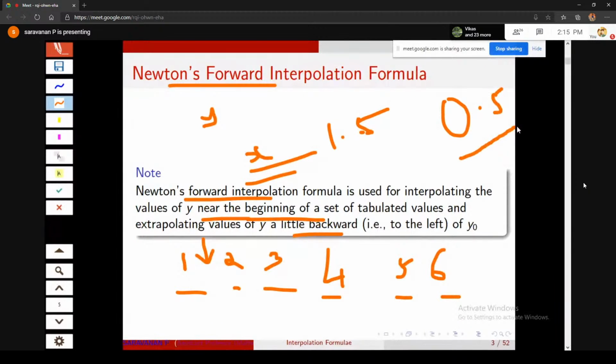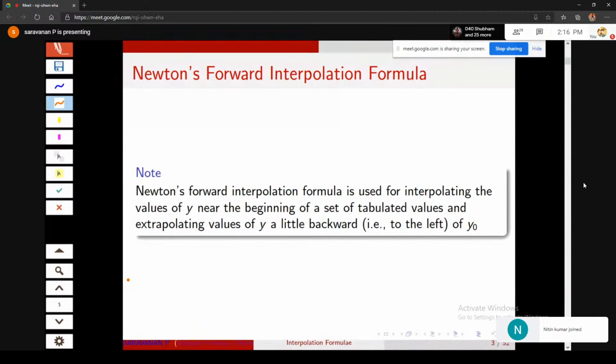Sir, also near the beginning. But that is outside the interval. Here it will actually start from 1 and end at 6. 0.5 lies outside this one, slightly to the left. That's why he has mentioned here a little backward. That is to the left of this. It's not actually y0 of x0; it may be a little bit left of x0. So in these cases, we will be using Newton's forward interpolation formula.